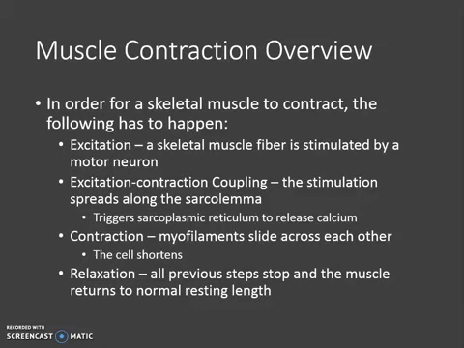Several steps have to happen before a muscle can contract. These steps can be divided into four main steps, and then we'll talk about each one in more detail after we introduce them here. So the first thing that has to happen is excitation.